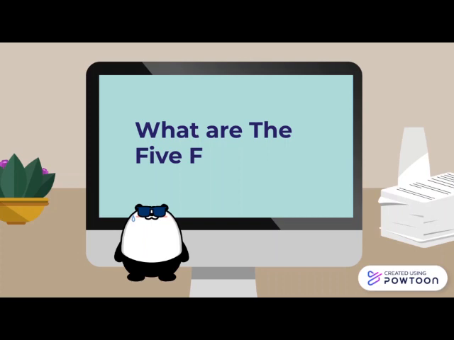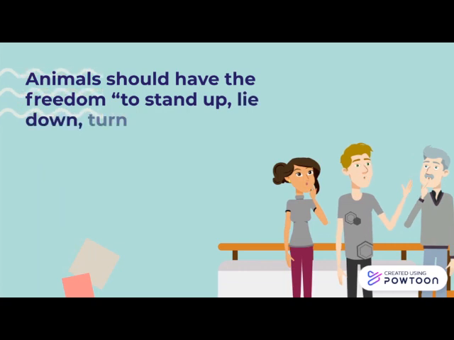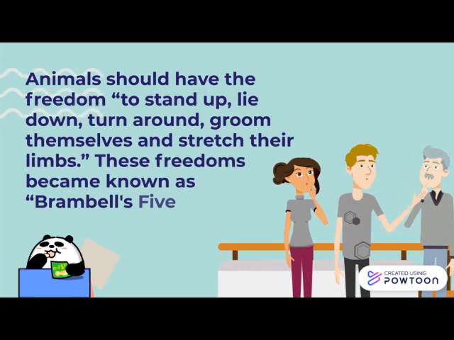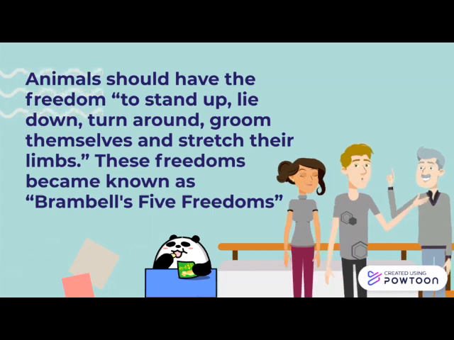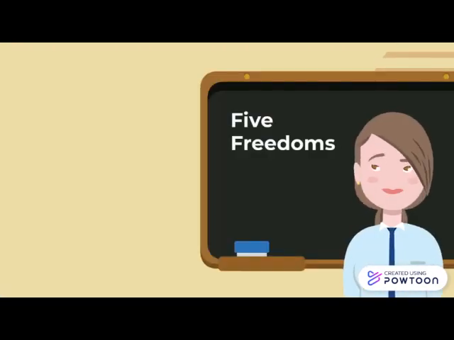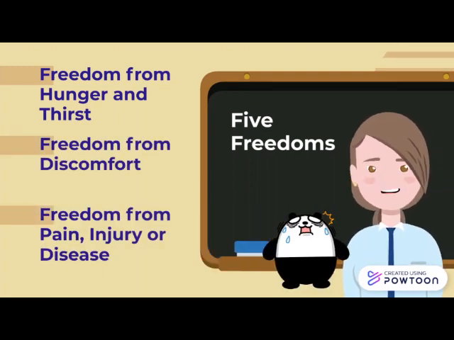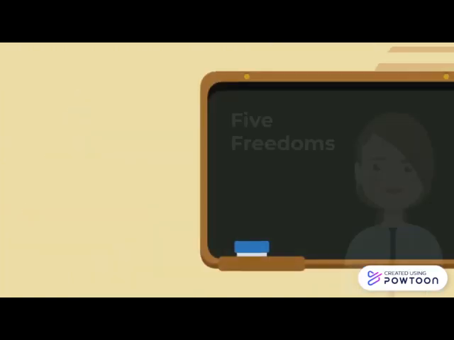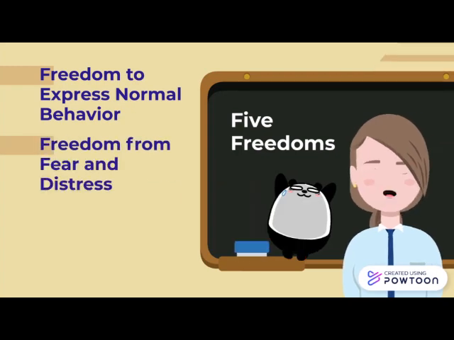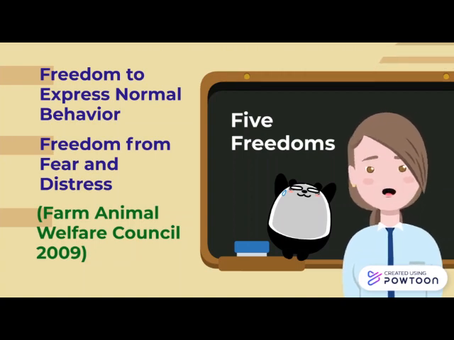What are the five freedoms? Animals should have the freedom to stand up, lie down, turn around, groom themselves, and stretch their limbs. These freedoms became known as Brambell's Five Freedoms. The five freedoms are freedom from hunger and thirst, freedom from discomfort, freedom from pain, injury, or disease. The other freedoms are freedom to express normal behavior and freedom from fear and distress. All of these are stated in the Farm Animal Welfare Council 2009.